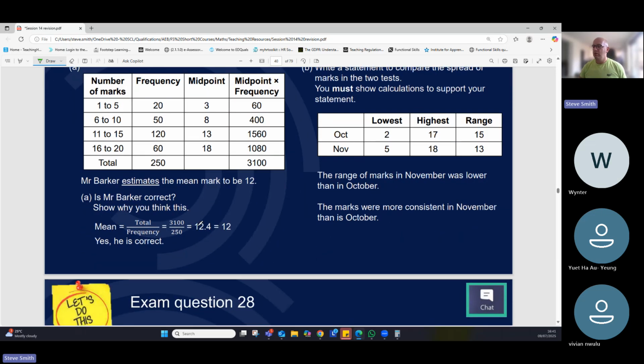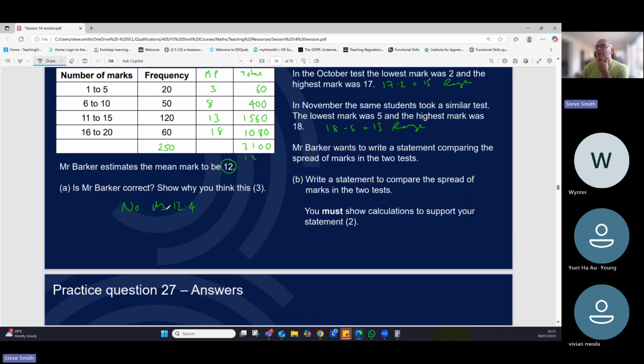I disagree with that. The reason I disagree is maybe because he estimates the mean mark. Okay. So going back up to where I said no, Mr. Barker estimates the mean mark to be 12. I suppose 12.4 is not far out, is it? But I maybe would have put another word in there, to be approximately 12. And then I would have said, yeah, he's actually right.